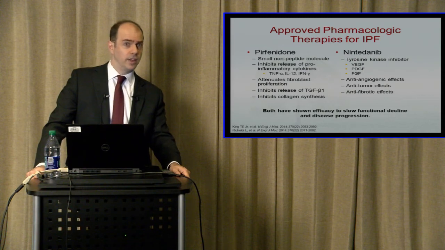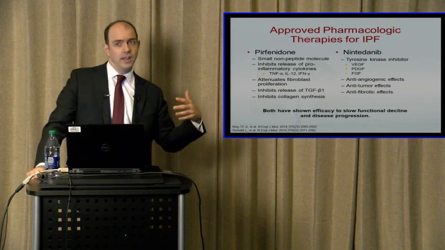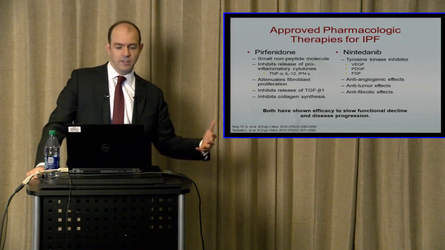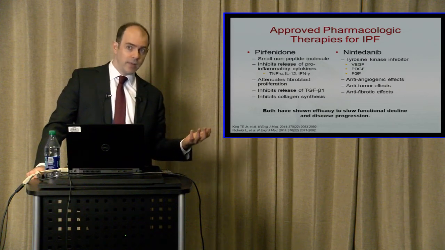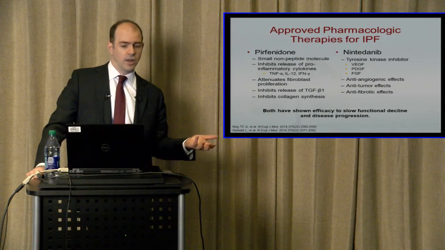These are orally available medications. Pirfenidone is a tiny little non-peptide molecule that's been studied in animal studies and in basic science lab research for many years, and it's known to have effects on fibroblasts. Fibroblasts are the cells in the lung that make scar tissue or collagen.